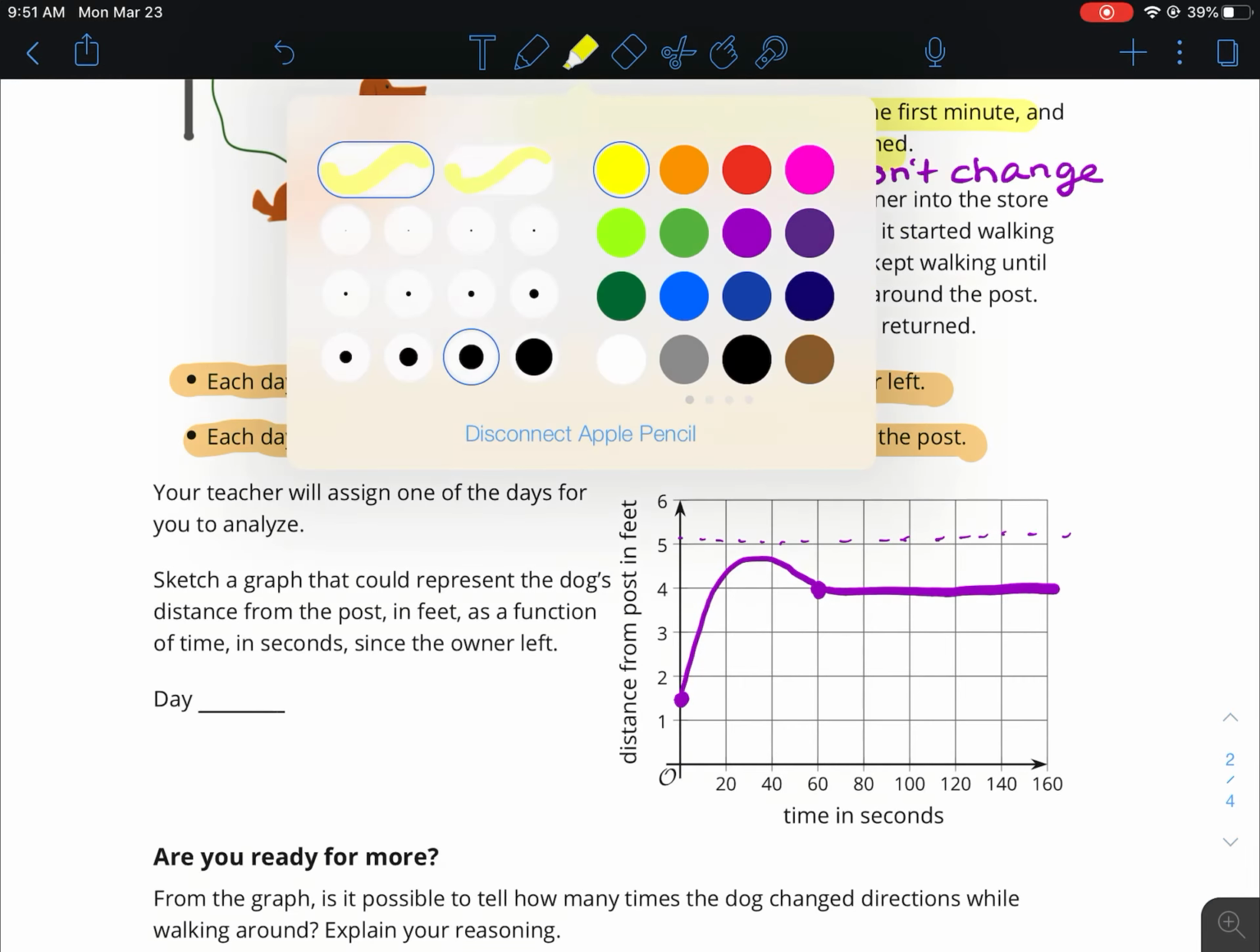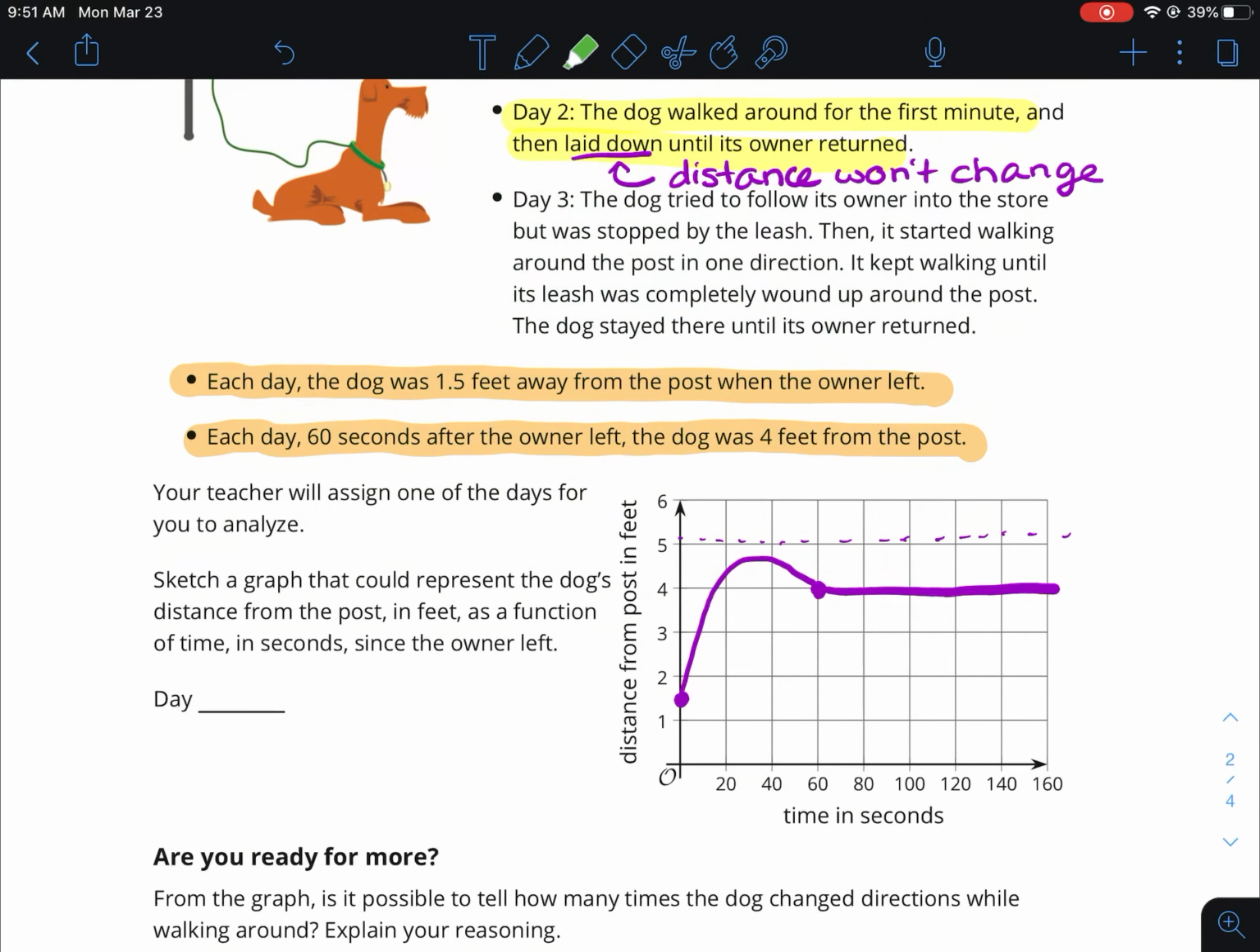That flat line is really important because it's our example of kind of the constant area. Okay, this is what we call constant. It's not changing, okay? All right, so that is the dog problem.